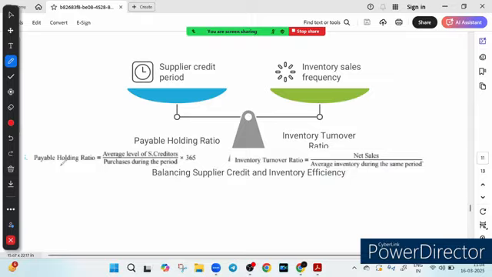So the key point is to delay payment smartly but not damage supplier trust, and move inventory efficiently to maintain a healthy cash flow. That is the point. So I hope every aspect is clear.